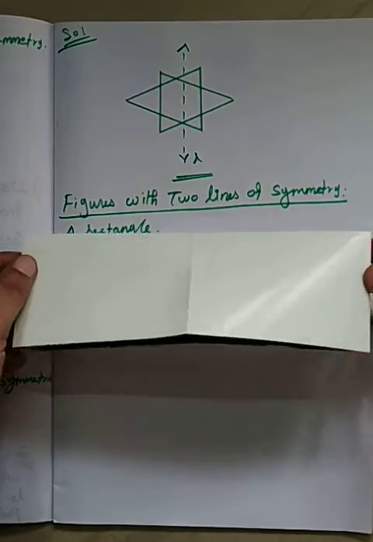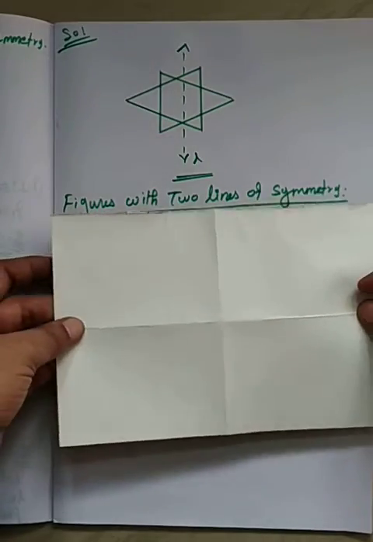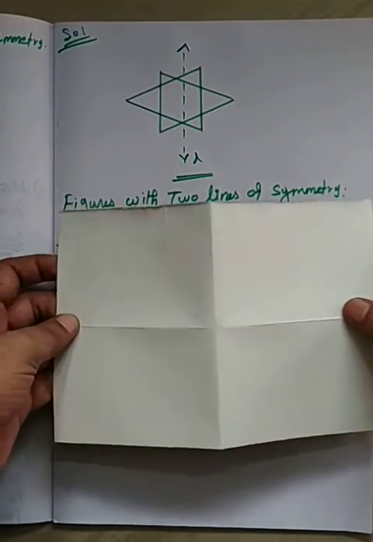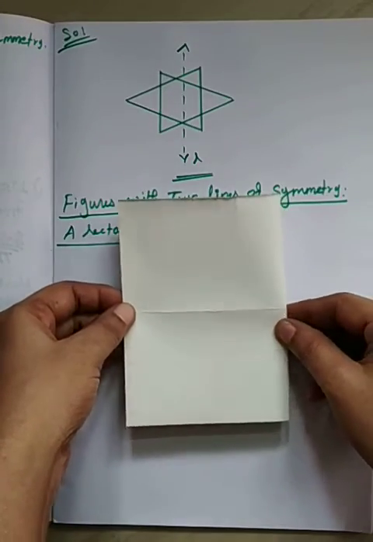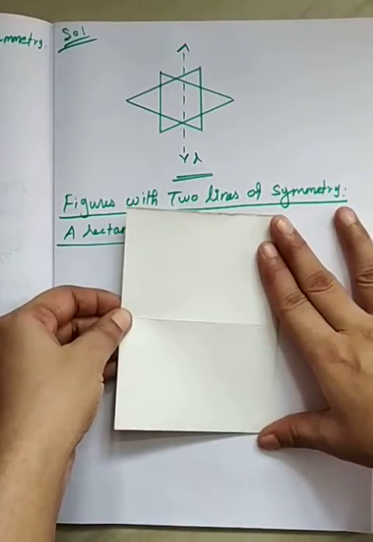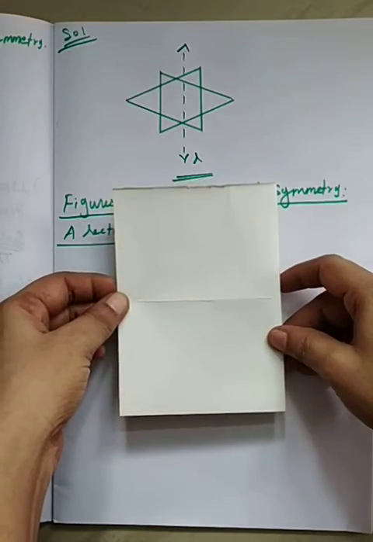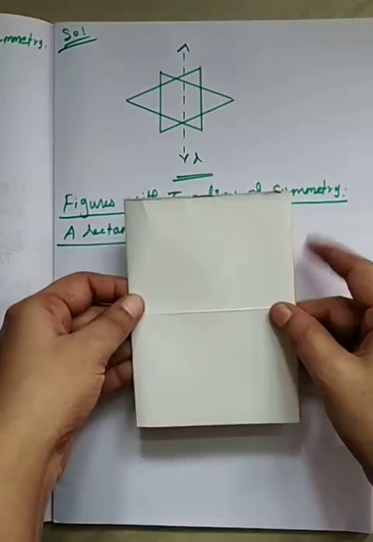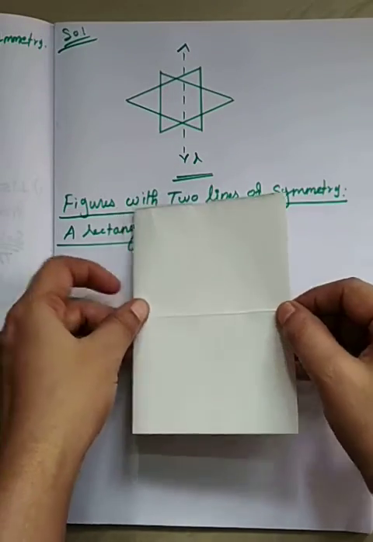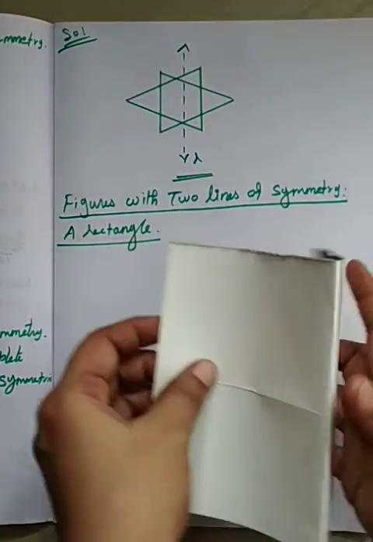Okay, see, open it up now. Again fold on its width in the same way. Is the second fold also a line of symmetry? Yes. So this is also a line of symmetry. Everybody clear? Okay.